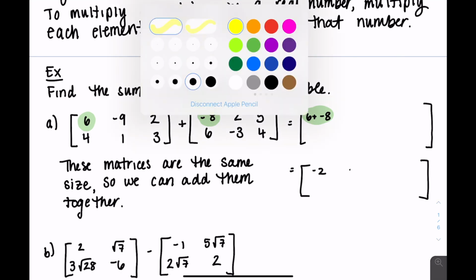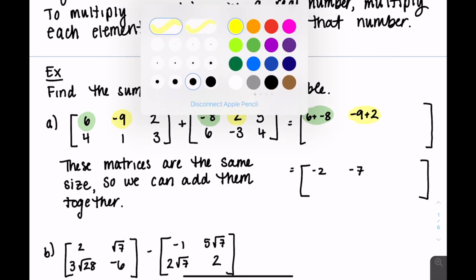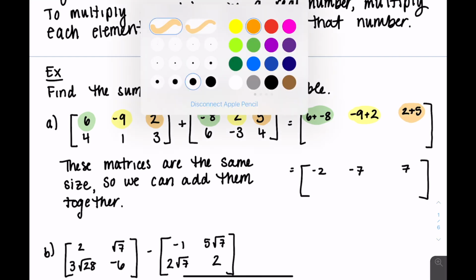If I move on to my first row, second column, those like pieces are -9 and 2. So we just add those together. So in the first row, second column, my value for the addition will be -7. If we move on to the first row, third column, we'll get a 2 plus a 5. So the element here will be +7.